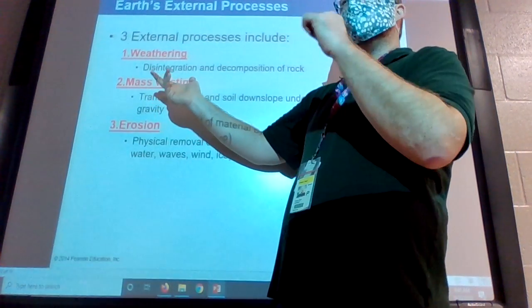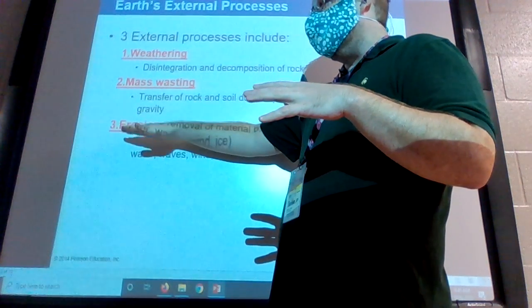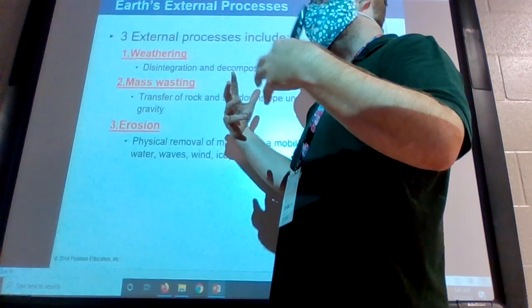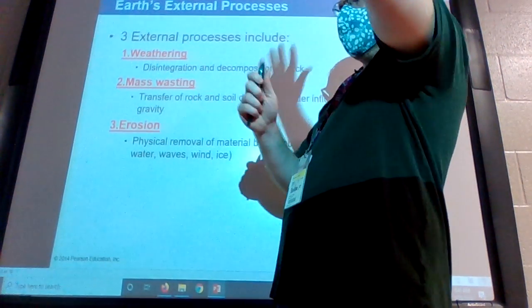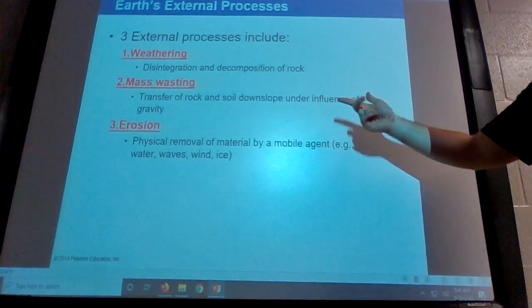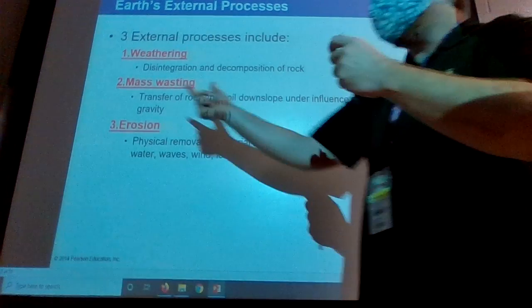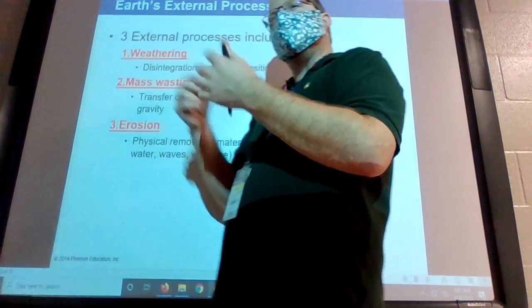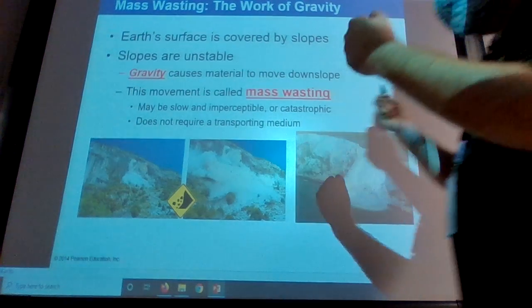This is essentially just gravity pulling things down. It doesn't really involve wind or water. Sometimes water can help by adding extra weight. But in general, mass wasting is just gravity at work on a slope or a cliff. It's a transfer of rock or soil downslope under the influence of gravity. So remember that when we talk about mass wasting. The mass part is what's being affected by the gravity. And wasting is just a general term for it kind of going downhill and ruining all our plans.